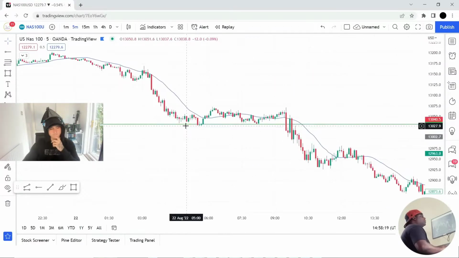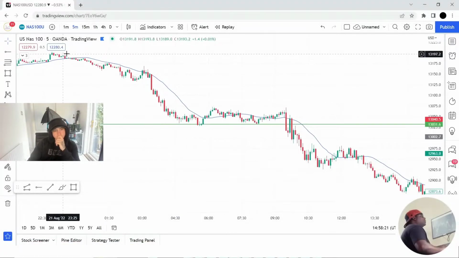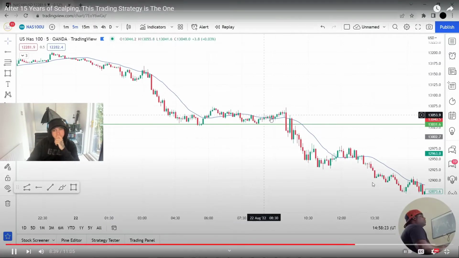Okay, guys, so here's a good example right here, trading with the trend. The price is below the moving average, right?